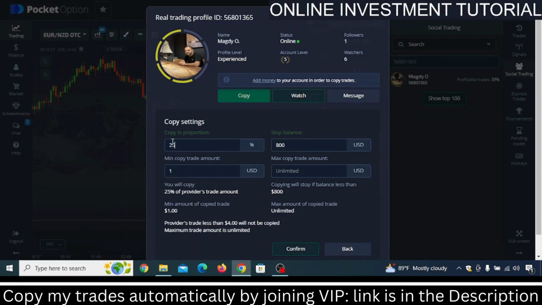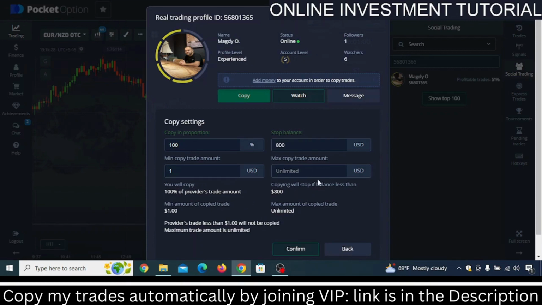Similarly, if you want to make $10 per trade, then you can increase it to 50, and here you can see 50% of the provider's trade amount will be copied. If you want to make $20 per trade, then you can keep it at 100, and 100% of the trade will be copied. That means I'll make $20 per trade and you will also be making $20 per trade.